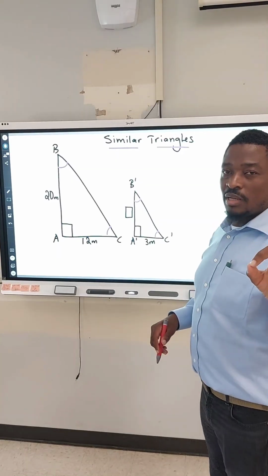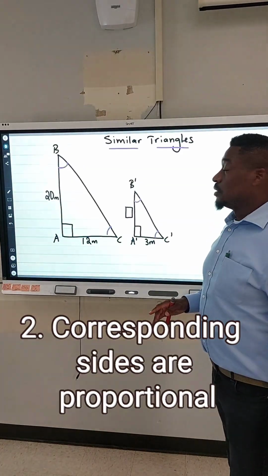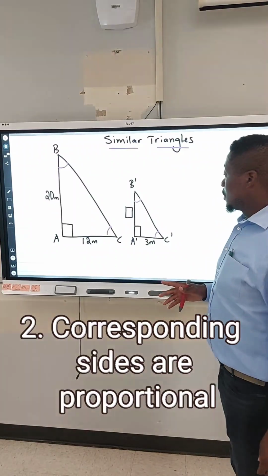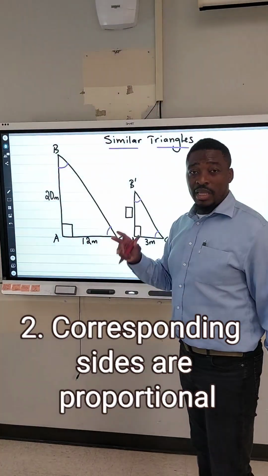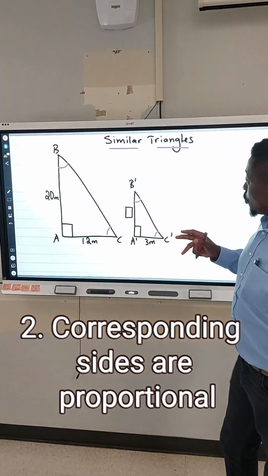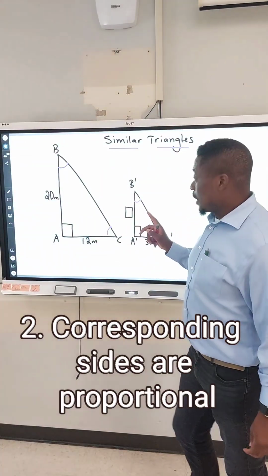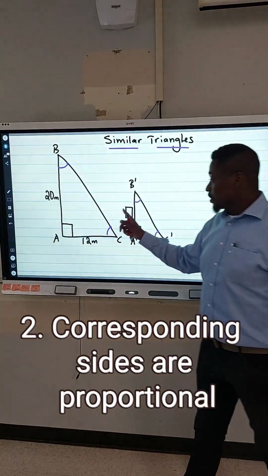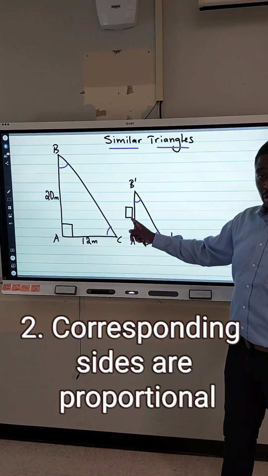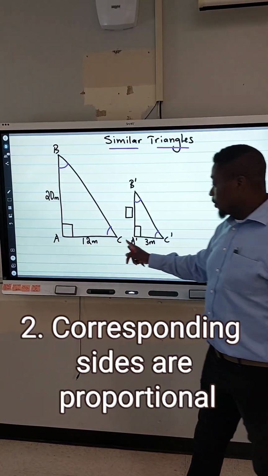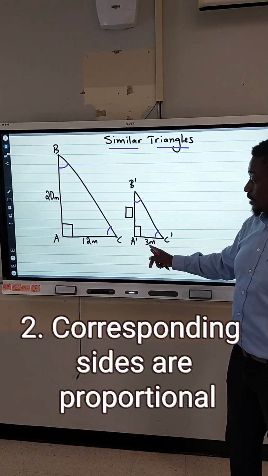The second rule for similar triangles is that the sides will be proportional. That means that the ratio of the sides are equal. So what will be the ratio of the sides? The ratio of corresponding sides. This side, 20 meters, corresponds to this side that we do not know. This side, 12 meters, corresponds to this side that we know is 3 meters.